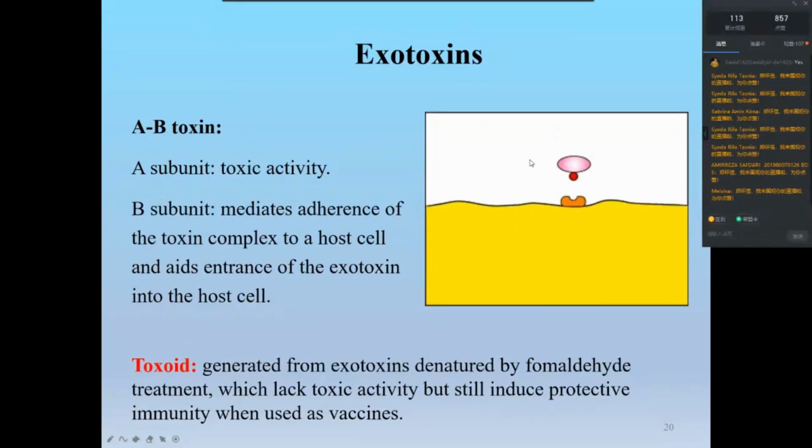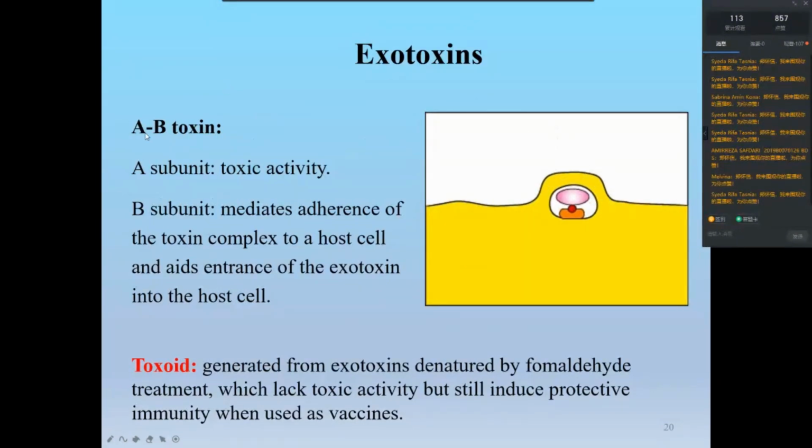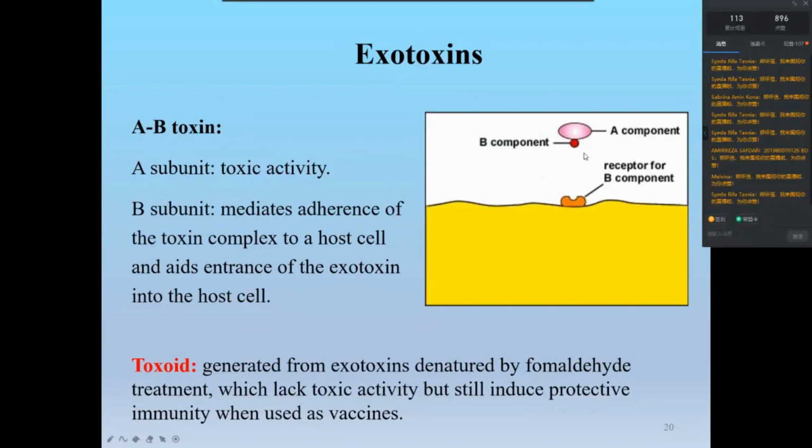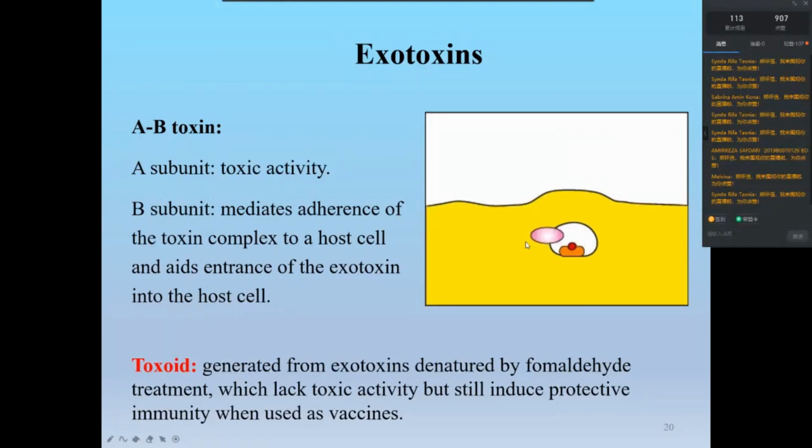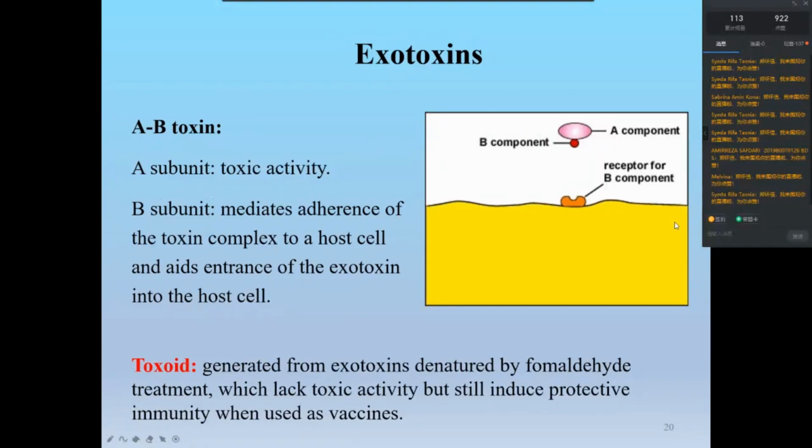Like in this cartoon, this is one of the AB toxins. There are two subunits. Let's see from the beginning. The big one is A, the small one is B. B can bind to the receptor for the B component, bind to a receptor and then be internalized into the cell, and then the A subunit is released. Then the A subunit can carry out its toxic activity. So this is the exotoxin.